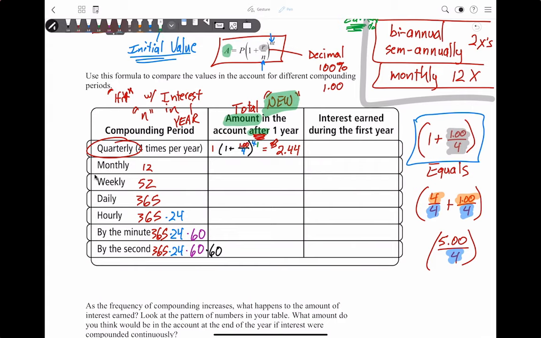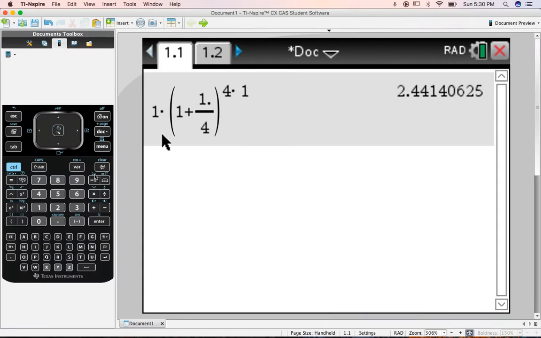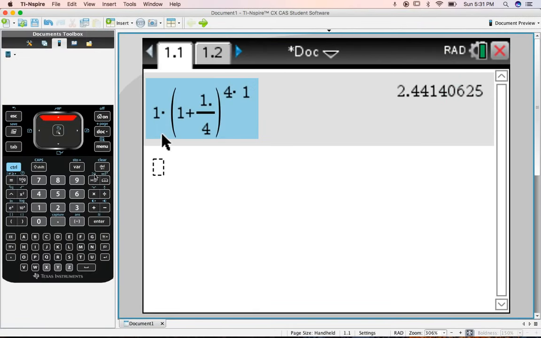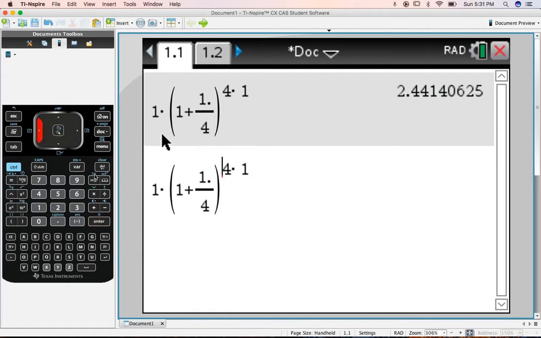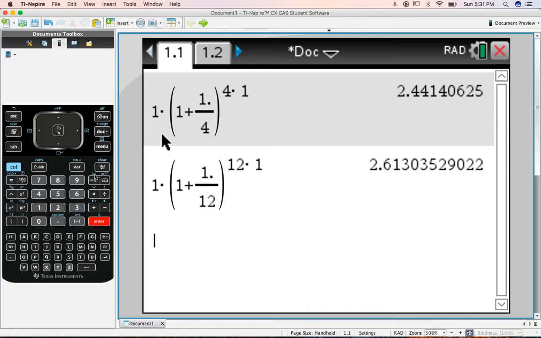And again, let me highlight it in orange. N is way up here as far as in the power and in the denominator. So what used to be 4 and 4, I'm now going to turn into a 12 because we're talking about monthly compound interest. So with the calculator, let me go up and press enter to copy this. And I'm simply just going to change this to 12 and this other one to 12. And there's my answer. Okay, so let me write this down before I change the screen. It will give me $2.61, it looks like.